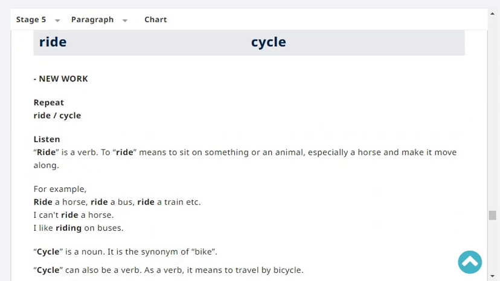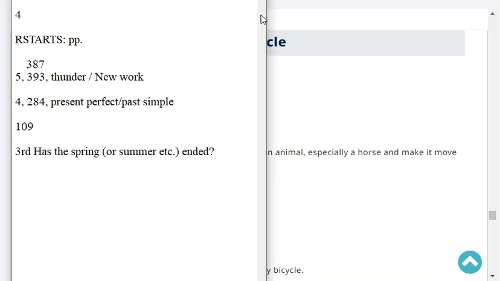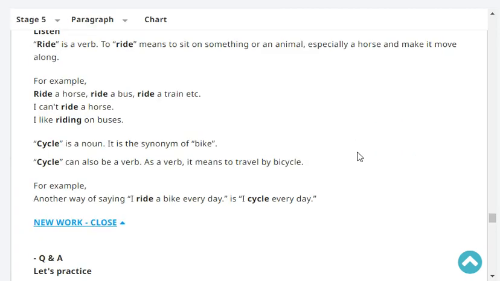Ride is a verb. To ride means to sit on something or an animal, especially a horse, and make it move along. For example, ride a horse, ride a bus, ride a train, etc. I can't ride a horse. I like riding on buses.